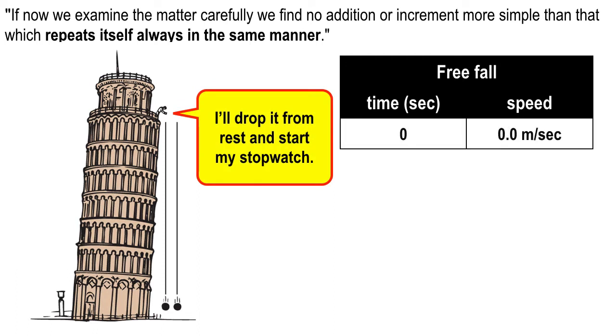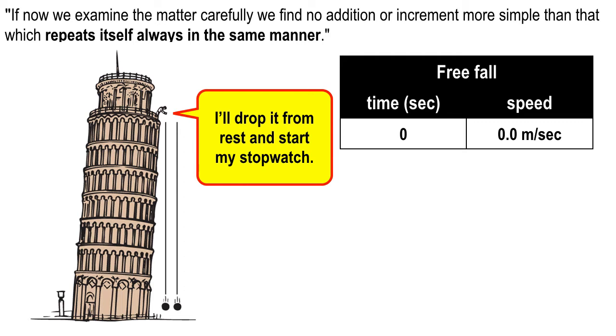Okay, so let's start with his time measurements. I'll drop it from rest, V equals zero, and start my stopwatch, so T equals zero. So the first line of this table, and make sure you have some room for another three or four lines in this table. At time T equals zero, that's him starting his stopwatch, okay? And then the phrase from rest means 0.0 meters per second in the table. Talking to his friend at the cafeteria, he would use the phrase at rest. But if he was trying to write down a table, he would write down 0.0 meters per second. That means the same as the words at rest.